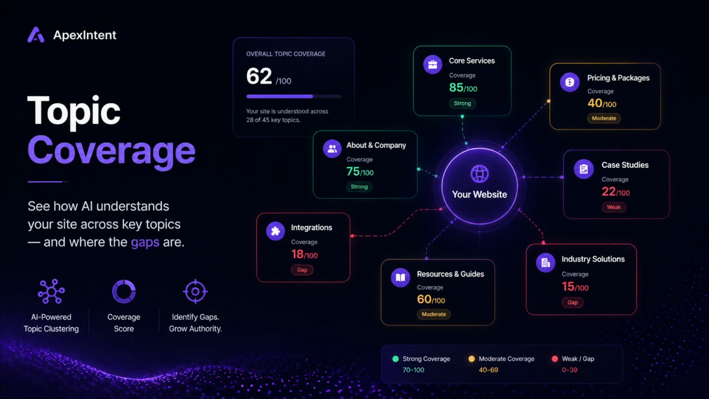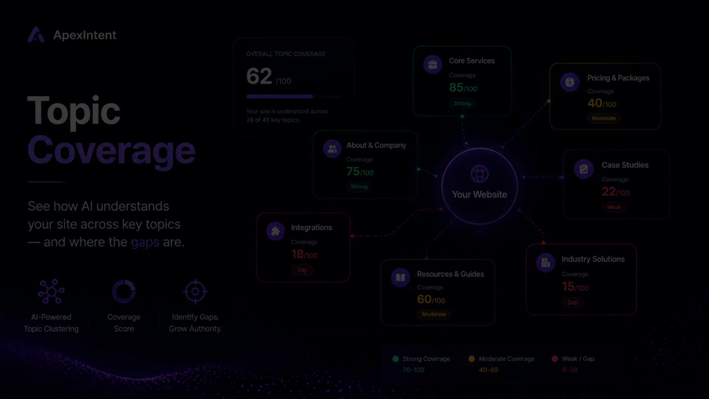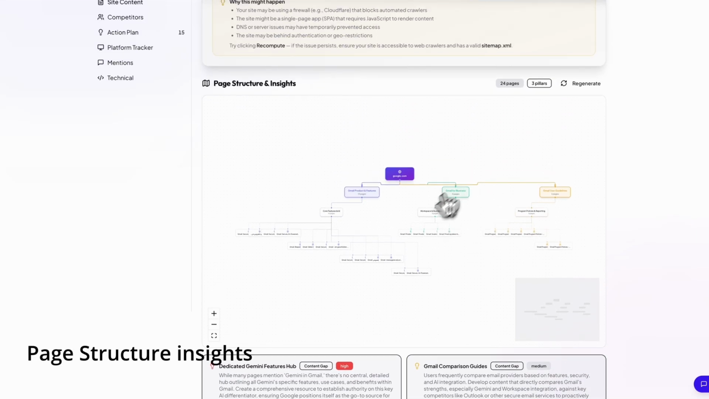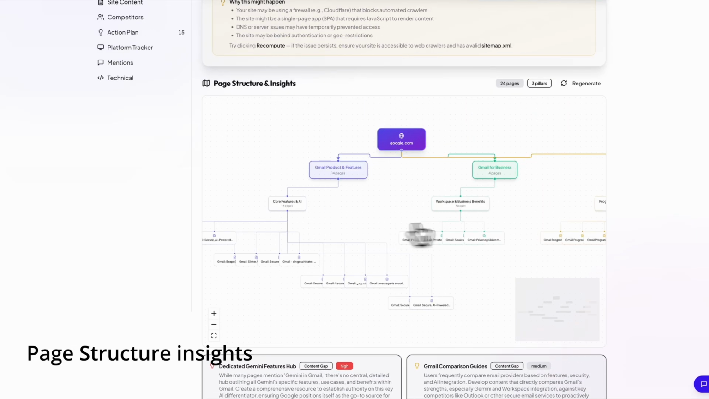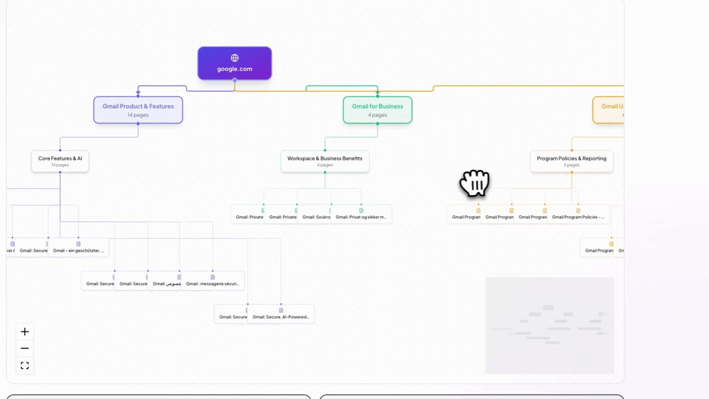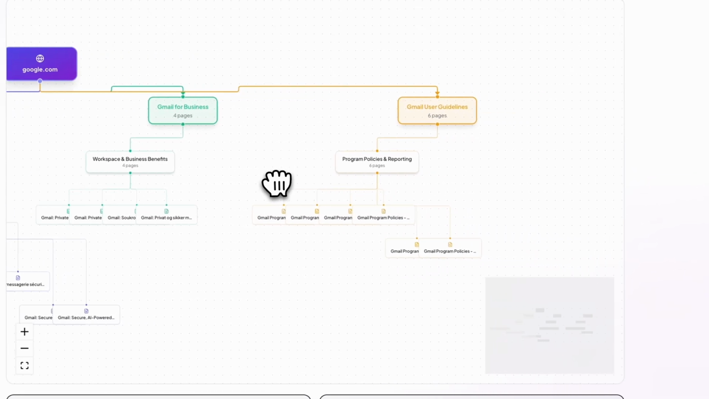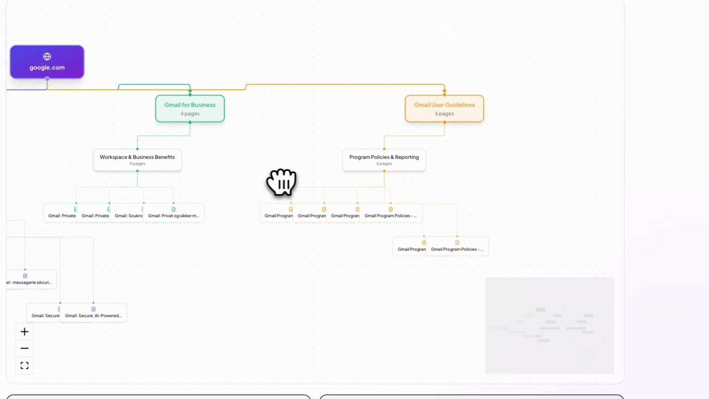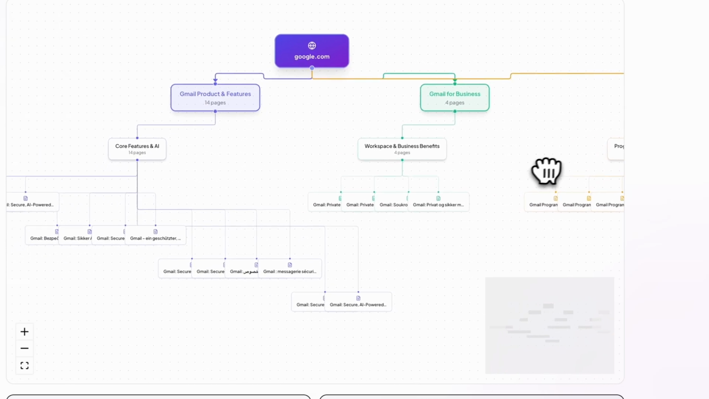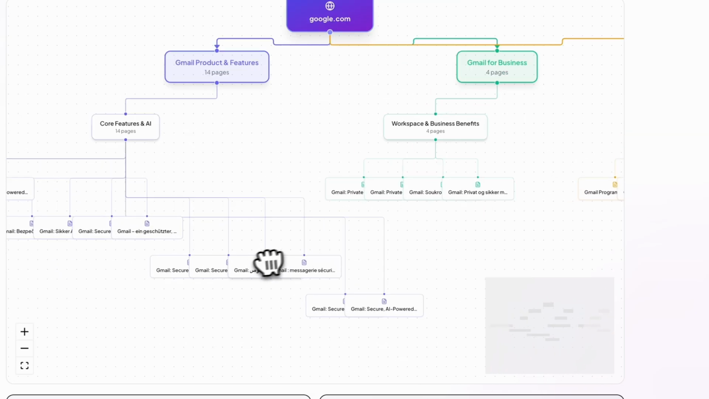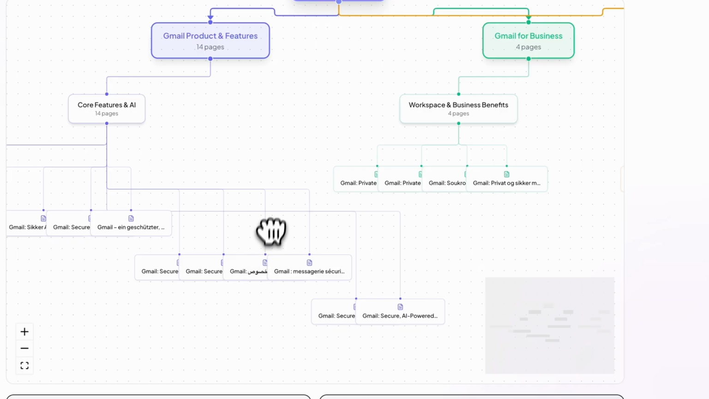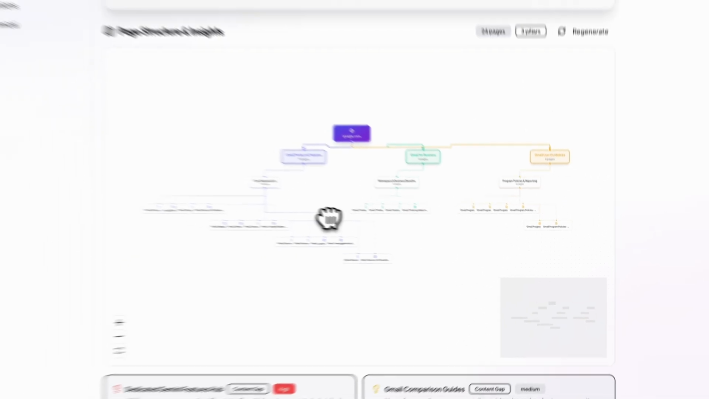This is your topic coverage, how AI understands your authority across different areas. Strong coverage builds visibility. This is your page structure and insights, a visual breakdown of how your site is organized and understood. Each branch represents a topic cluster and how your pages connect within it. You can quickly see where your content is well structured and where gaps or weak connections exist.